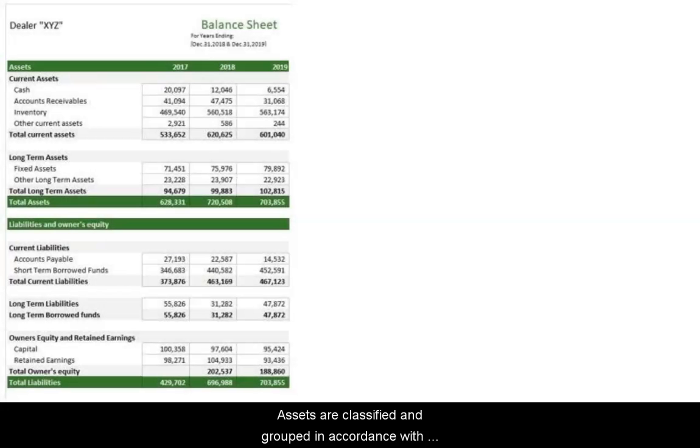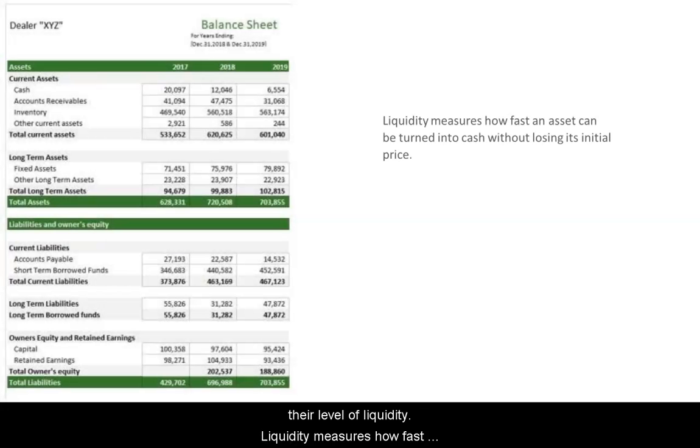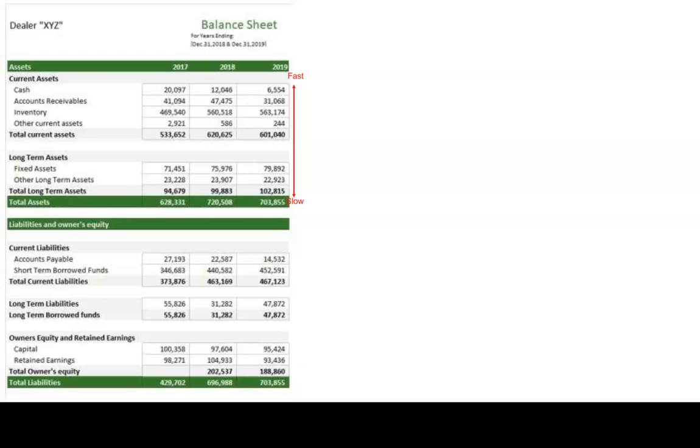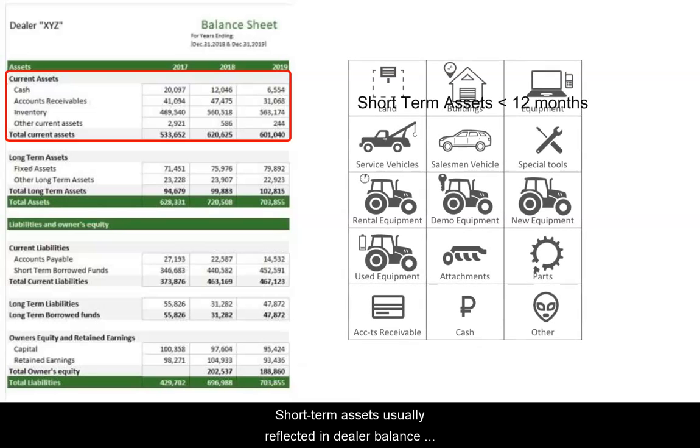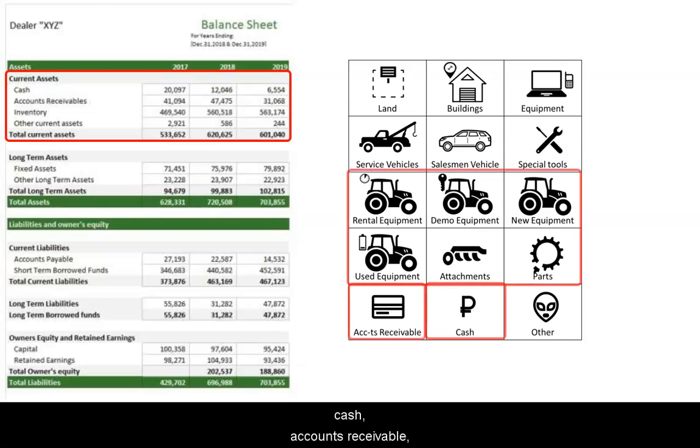Assets are classified and grouped in accordance with their level of liquidity. Liquidity measures how fast an asset can be turned into cash without losing its initial price. Short-term assets turn into cash in a duration of less than 12 months. Short-term assets, usually reflected in the dealer balance sheet, include cash, accounts receivable, and inventory for sales.